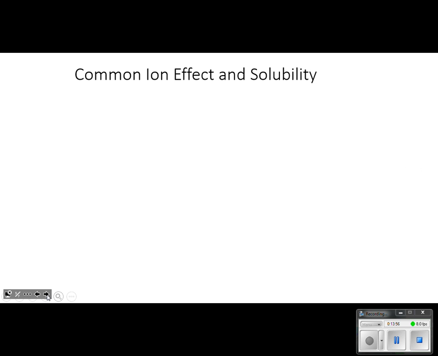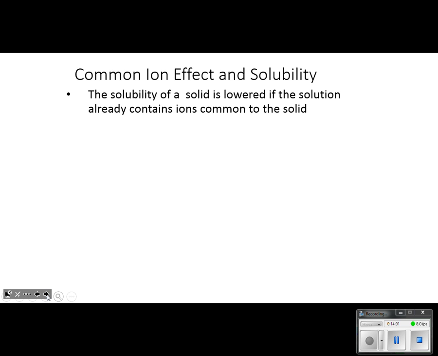So the common ion effect and solubility. The solubility of a solid is lowered if the solution already contains ions common to its solid. This is going back to exactly what we were doing with common ion back in acids. If there was common ion present, that immediately lowered the pH. It forced the reaction back to the reactants. Same thing happens here. We're going to lower the solubility because we're going to force that reaction back to the reactants again.